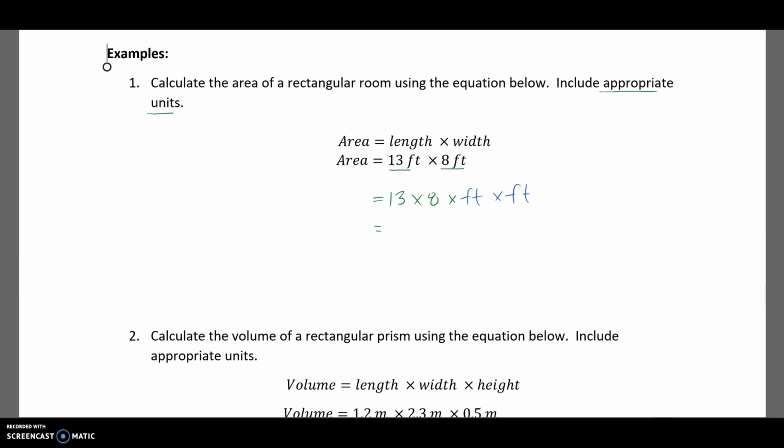You can multiply the numbers together. 13 times 8 is 104. And then when you multiply the units together, feet times feet is feet squared. So the area of this room is 104 square feet, and it's really important that you include that square on the unit. Let's take a look at a volume example.